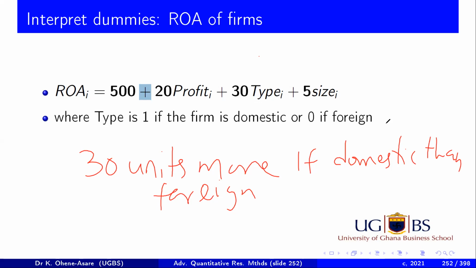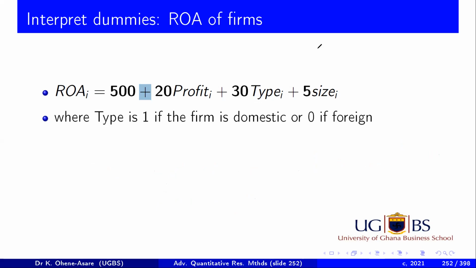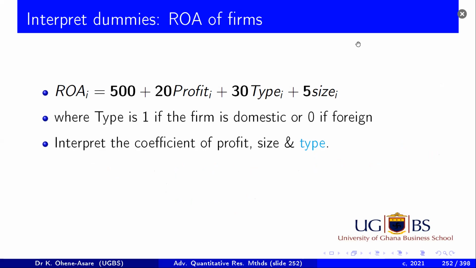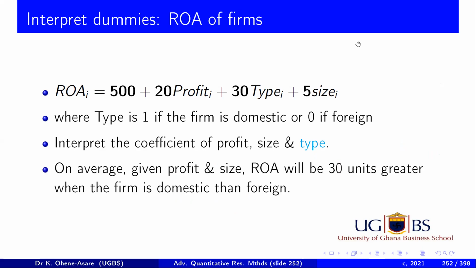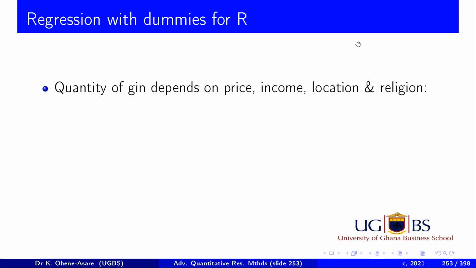So the way you interpret dummy variables is very, very important. Okay, and it is not the same as the way you interpret numerical variables, which are always changing. So these are some of the interpretations that you have. On average, given profit and size, ROA is expected to be 30 units more when the firm is domestic than foreign.